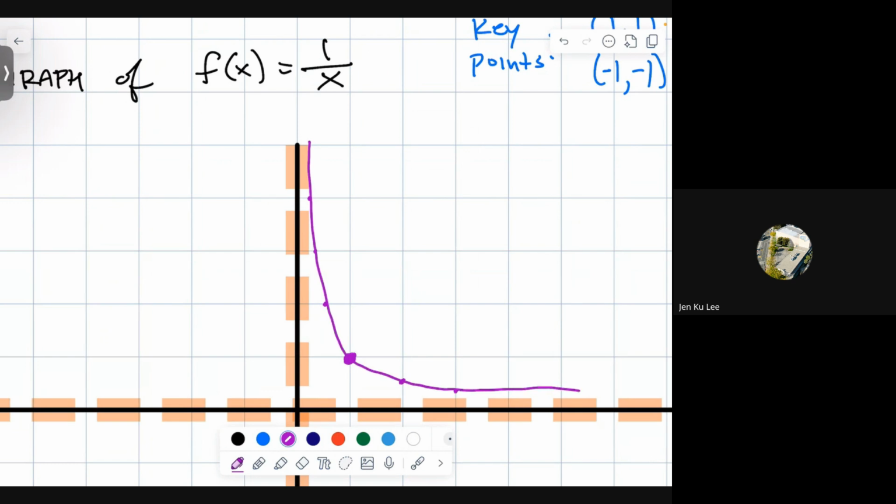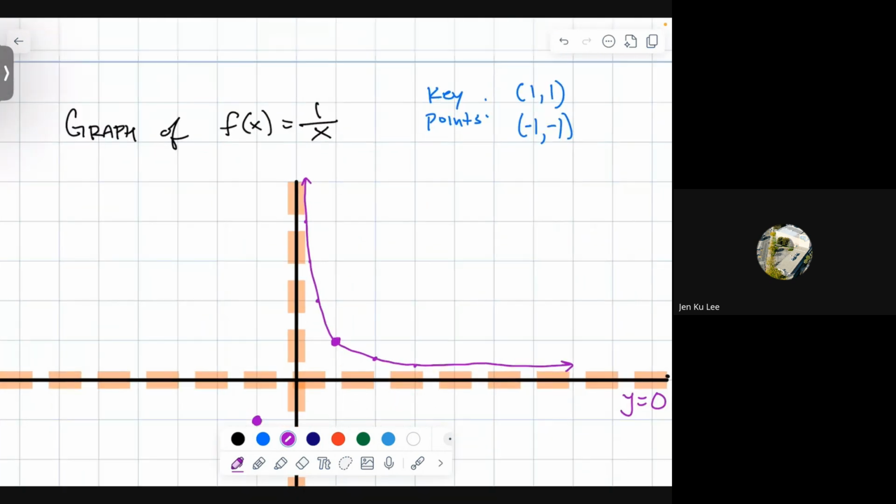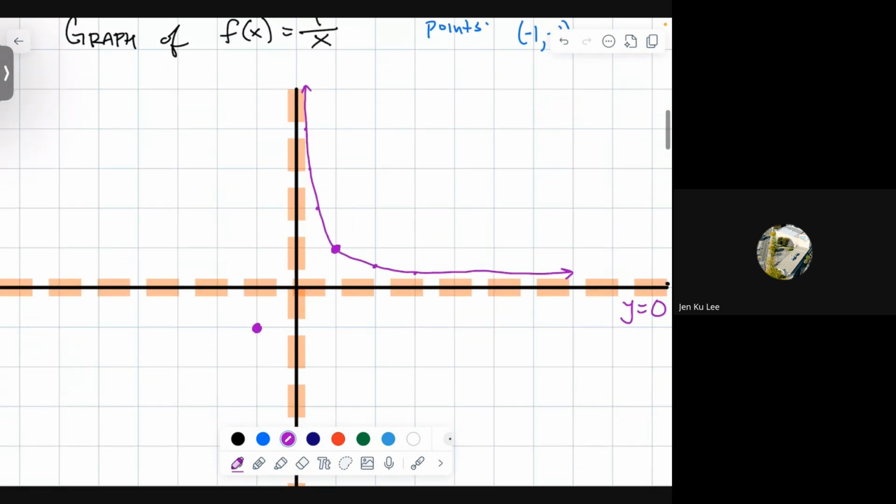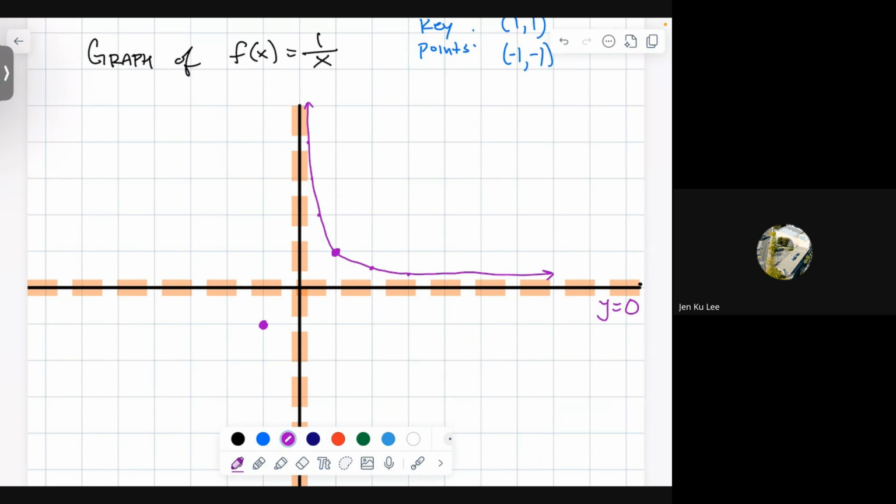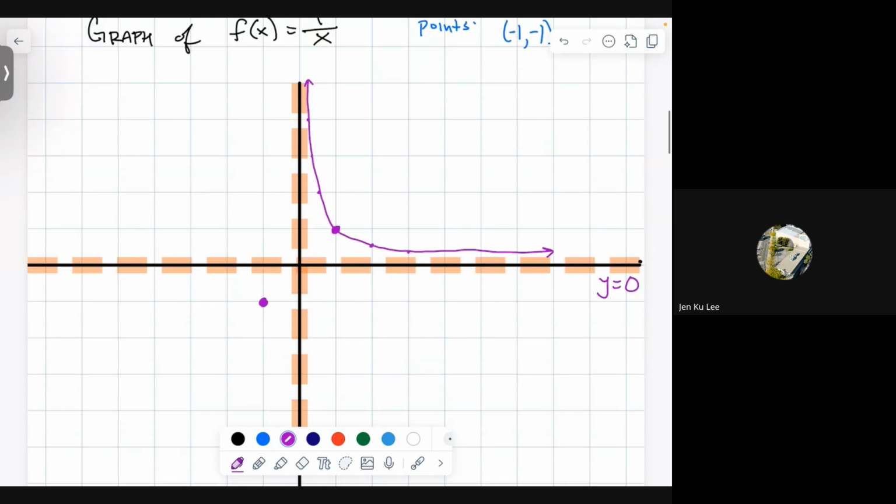My curve, which is like surfing the two asymptotes. Okay? And vice versa, we can do this with the negative.